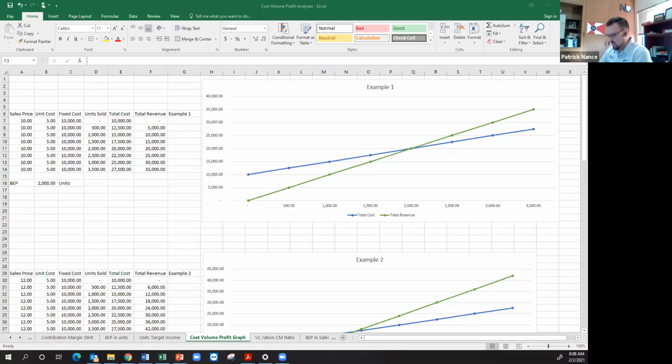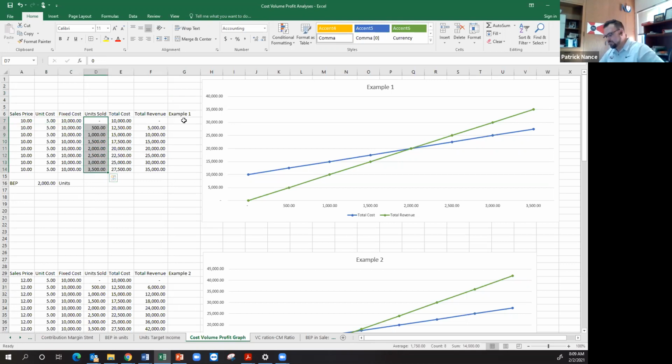Okay, we're gonna go through the graphical representation of cost volume profit analysis. So they have 4 examples, and they all have different values. They change one variable every time. It starts out with a sales price of $10, a variable cost per unit of $5, a fixed cost of $10,000, and then I go from 0 units sold to 3,500 units sold.